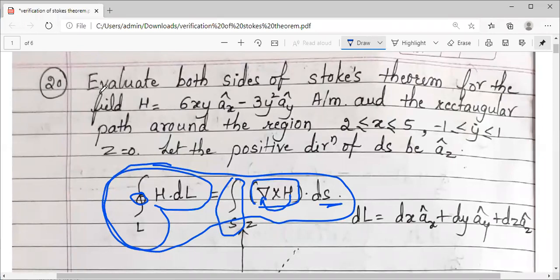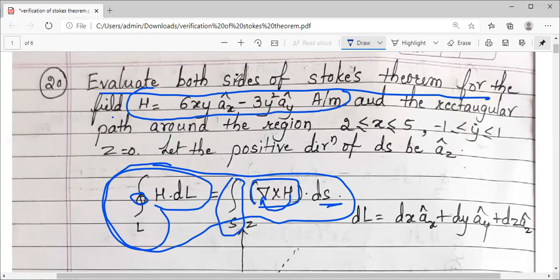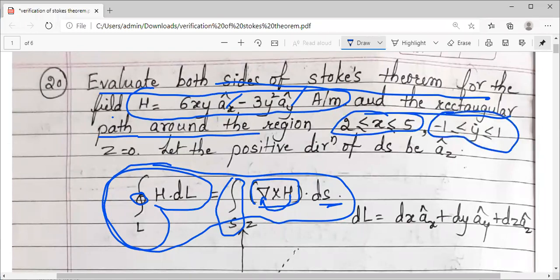First thing, the question is: evaluate both sides of Stokes theorem for the field. So the value of H is given to you. You can see AX and AY are involved, so it is a rectangular coordinate system. And a rectangular loop path is given, and that rectangular loop positioning is given here. With these X and Y ranges, you have to position this rectangular loop. You can see Z is equal to 0, so it is again on the floor. If you take this as X, this as Y, this as Z, it is somewhere here. There is no Z coordinate.